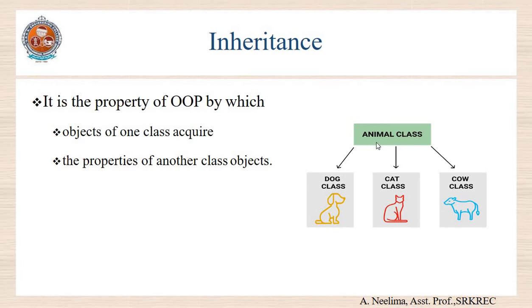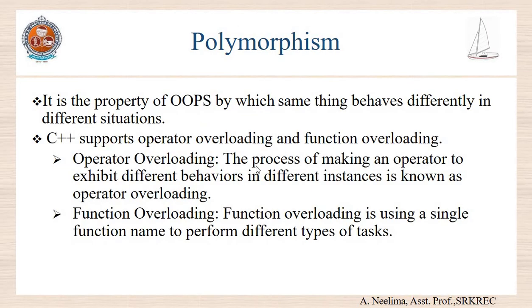It is nothing but these three derived classes are acquiring the properties from the animal class. And next one is polymorphism. The word polymorphism means having many forms. So it is the property of OOPs by which the same thing behaves differently in different situations.